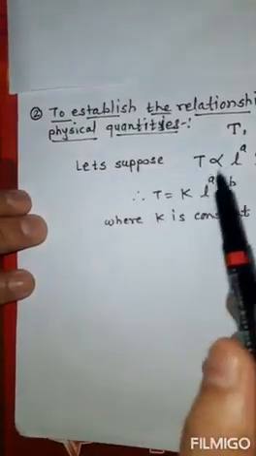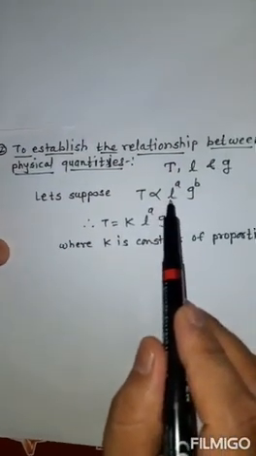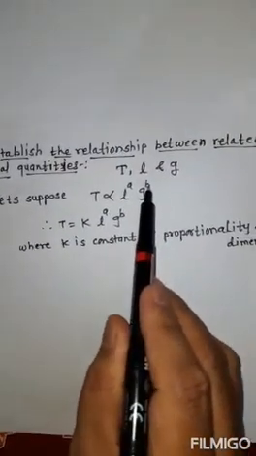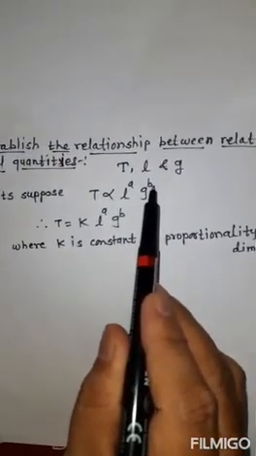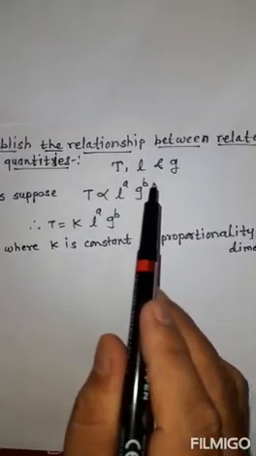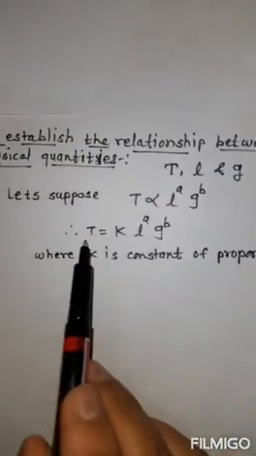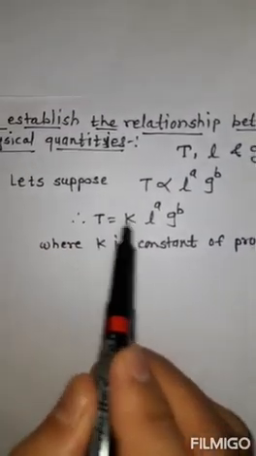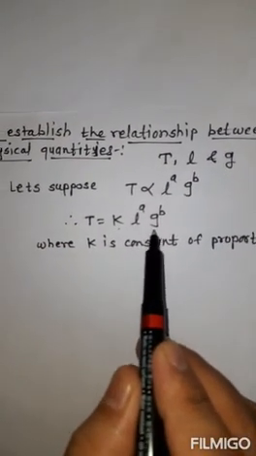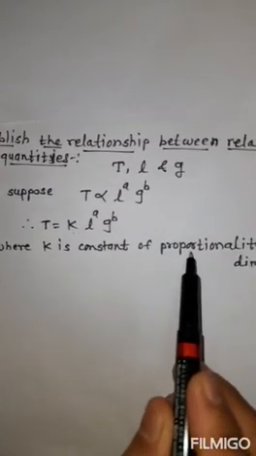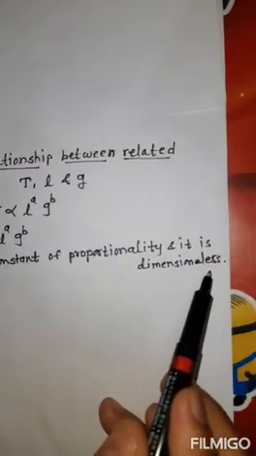So let us suppose that T is directly proportional to L raised to a and g raised to b, where a and b are the constants which are dimensionless. We have to find out their values, right? So remove the directly proportional sign and write the constant k. So T is equal to k into L raised to a, g raised to b, where k is the constant of proportionality and it is a dimensionless quantity.